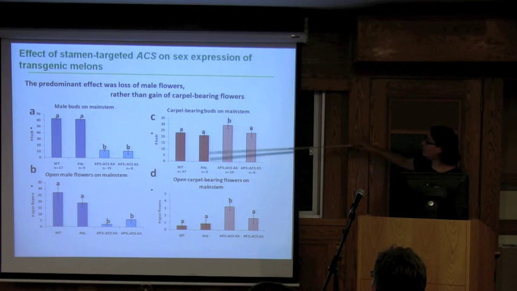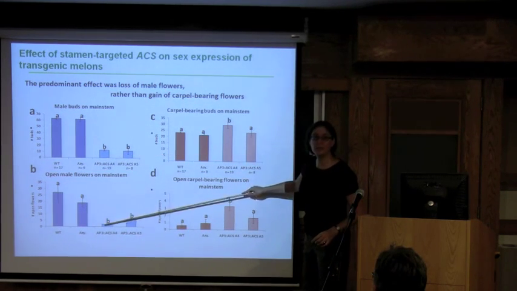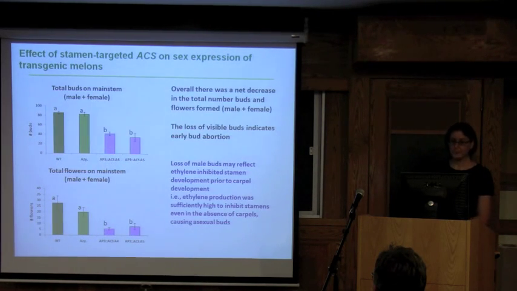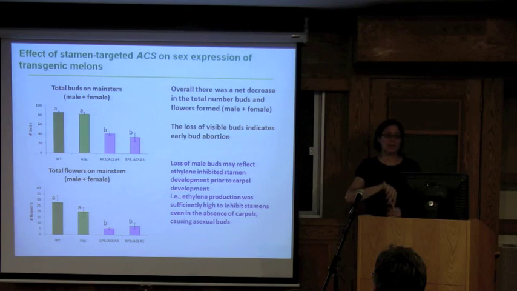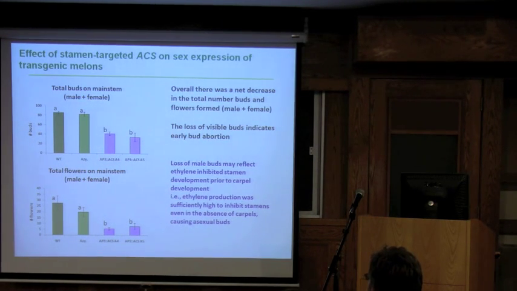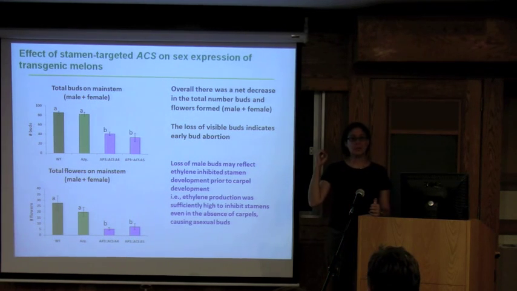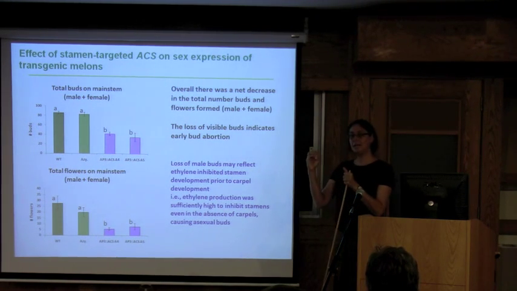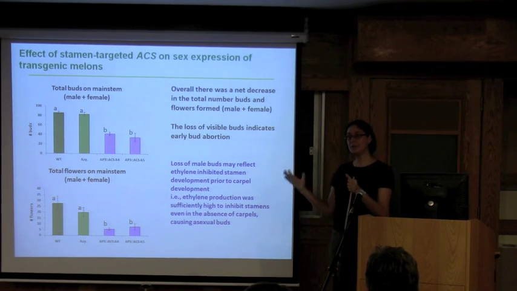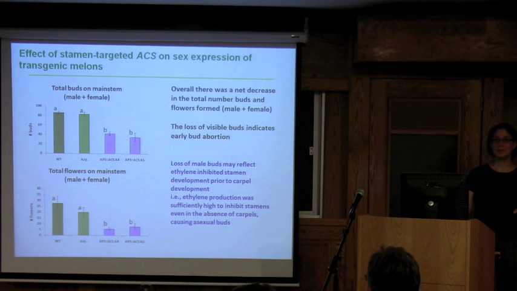Now when we looked, we did see an increase in the number of carpel-bearing buds and carpel-bearing flowers, but even more dramatic than that increase was a loss in the number of male buds and flowers. So if we look at the total, we actually see total buds reduced in the transgenic relative to the wild-type lines. This loss of buds, especially at the earliest stages that we could see, suggests early bud abortion. What it may reflect is the effect of ethylene inhibiting stamen development early. Now the stamens themselves are the ones producing ethylene. They would perceive it immediately, and you would have the potential to inhibit that stamen development prior to the initiation of carpel development, at least in some of those cases, which would cause asexual buds that might then be subject to abortion. And we're currently doing the microscopy to verify this view.